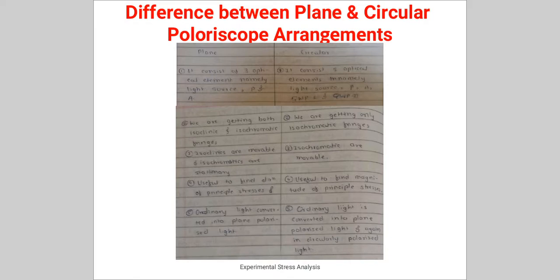So the fourth difference is, the plane polariscope arrangement is used for the calculation of direction of principal stresses, and the circular polariscope arrangement is used to find out the magnitude of principal stresses.